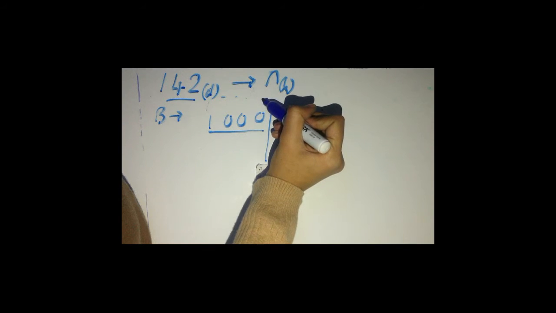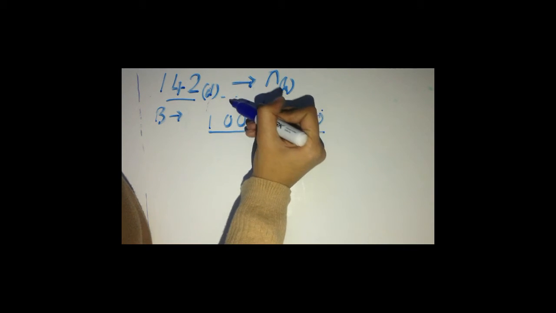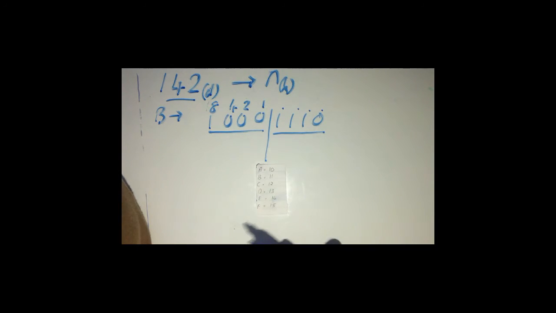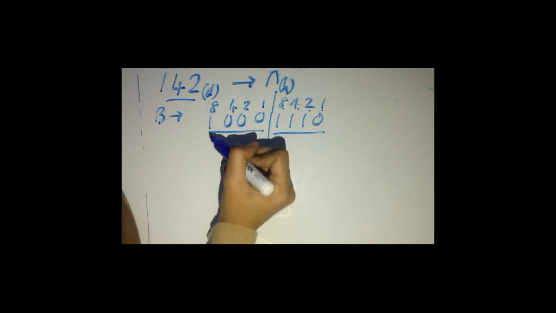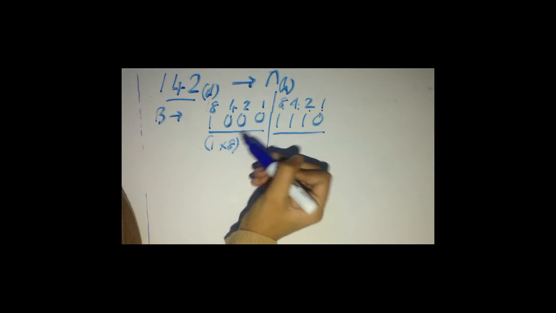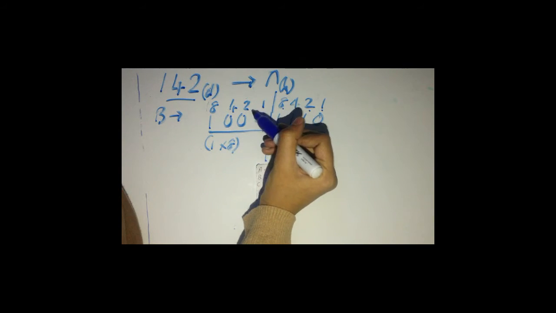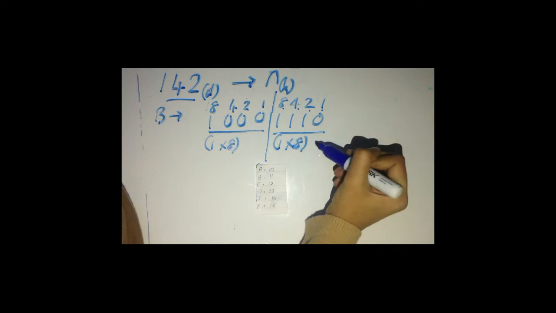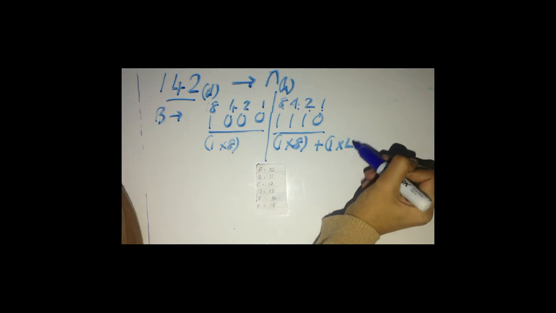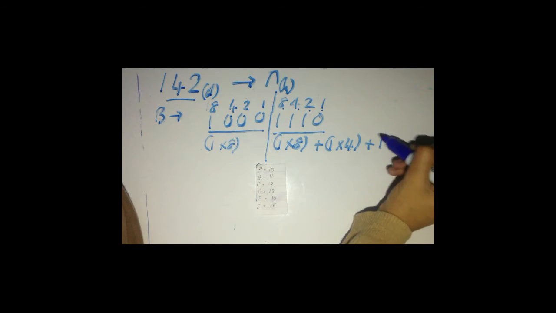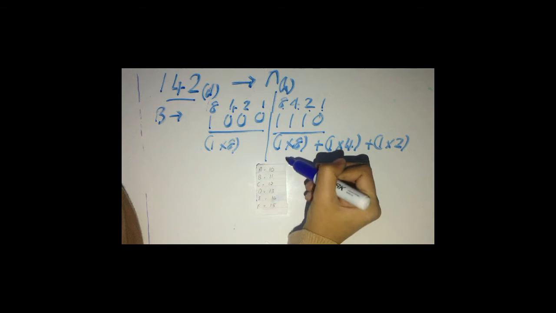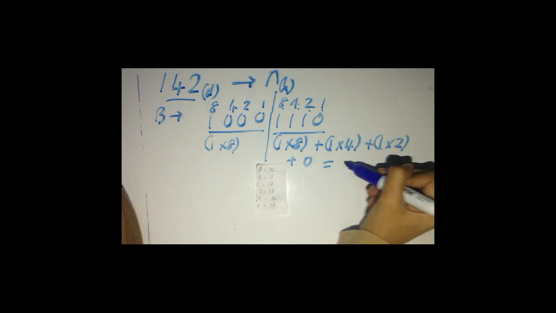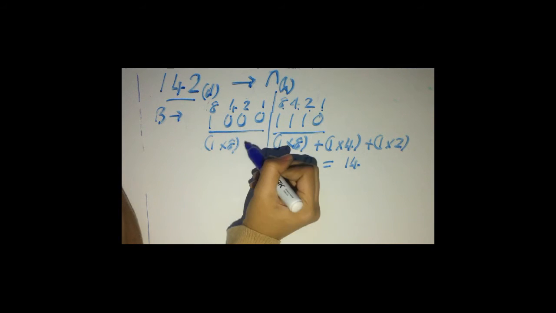So that is 1, 2, 4, and 8. So there is 1 lot of 8, add 0 lots of 4s, 0 lots of 2s, and 0 lots of 1s. There is 1 lot of 8, add 1 lot of 4, add 1 lot of 2, add 0. Now the sum of all of this is equal to 14, and the sum of this is equal to 8.